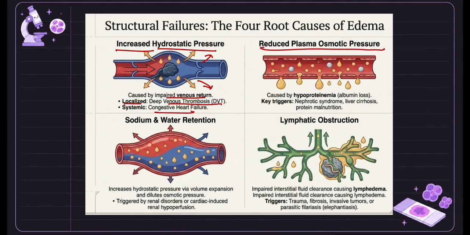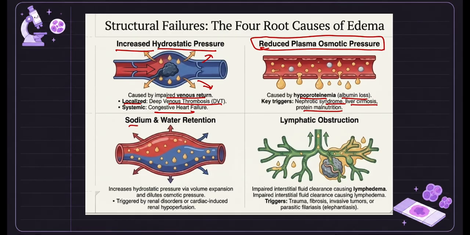Second is reduced plasma osmotic pressure. This means there's too little pull. It happens when your blood loses a critical protein called albumin. We call this hypoproteinemia. Key triggers for this include nephrotic syndrome, liver cirrhosis, or severe protein malnutrition.